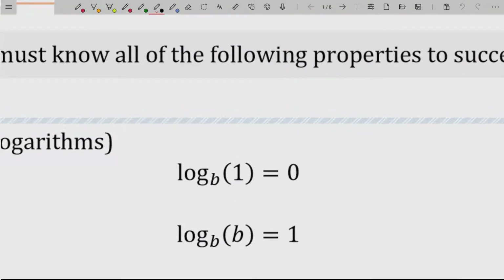Log base b of 1 is always 0. Remember, the base of a logarithm is always going to be positive, and it's not going to be 1. That's our restriction on the base of a logarithm. So log base b of 1 is 0. Why? The circular argument, of course. b raised to the 0th power is equal to 1. That's why log base b of 1 is 0. That's kind of a language proof, so there you go.